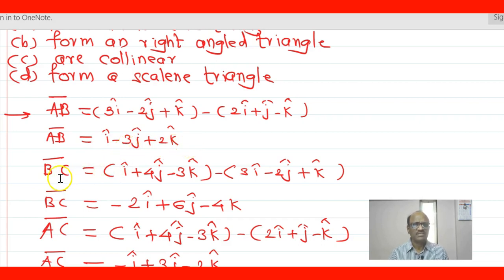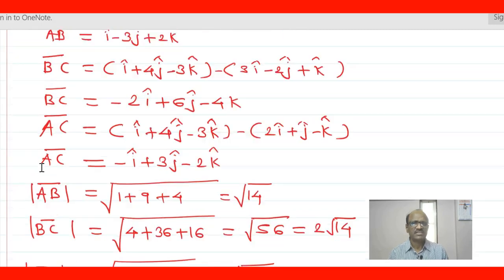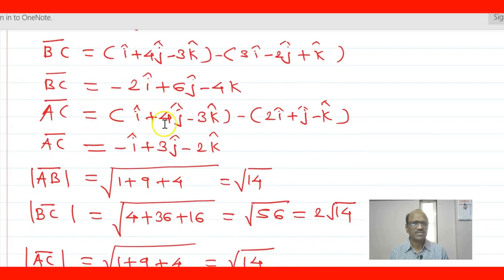In the similar manner, find out the BC bar. Then you are getting i cap plus 4j cap minus 3k cap minus in bracket 3i minus 2j plus k. And after the simplification, you are getting BC bar is equal to 2i cap plus 6j cap minus 4k cap. And next, AC bar is equal to in bracket i cap plus 4j cap minus 3k cap minus 2i plus j minus k cap. And after simplification, you are getting this.